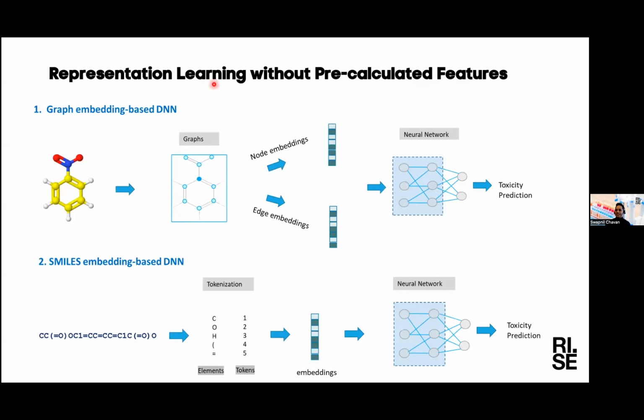Representation learning is the last decade's biggest revolution we saw within the pharma field, where graph-based techniques and text-based techniques are very popular. The graph embedding based deep neural networks are the models. They transform the molecules to some kind of graph where every atom is considered as a node and every bond is considered as an edge.